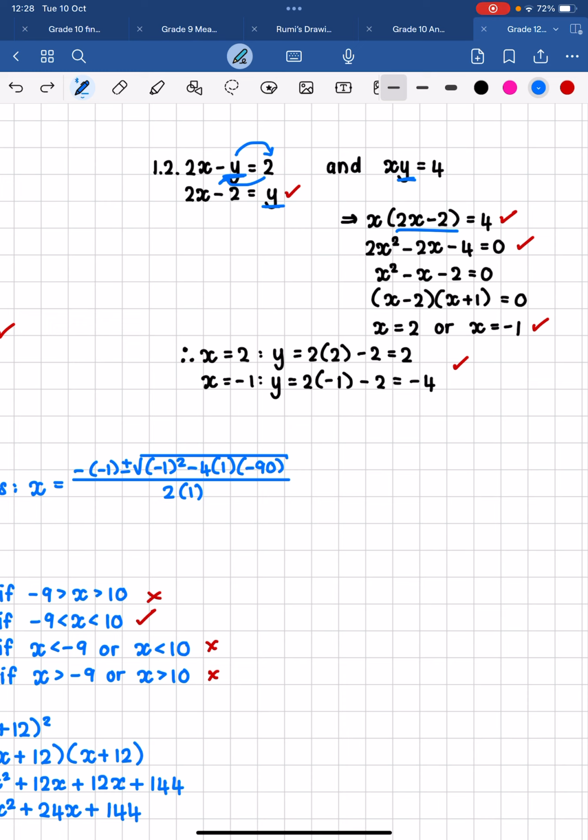And then you have to sub them into this again, guys, this equation here, to get your 2 y values. Both of them. So you get 1 mark for getting y equals 2 or y equals negative 4. Those 2 values there.